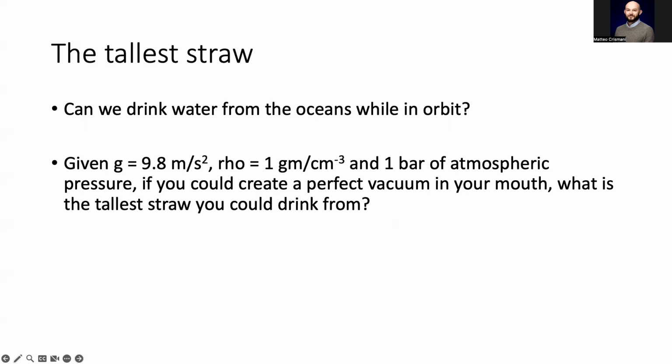The pressure equation, right? The one I just wrote. So let's write it out: P equals P naught minus rho g z.